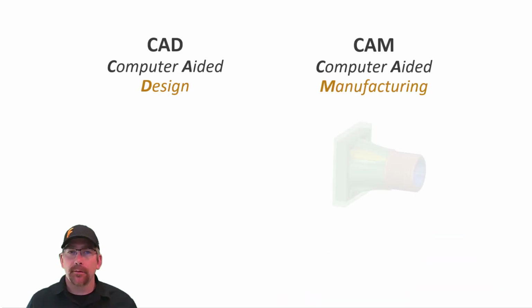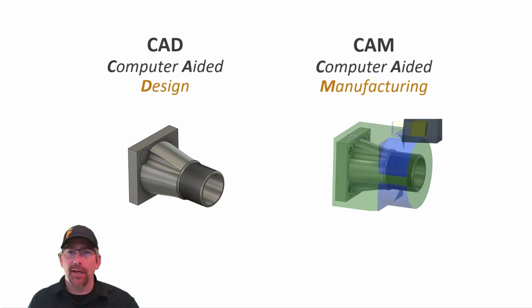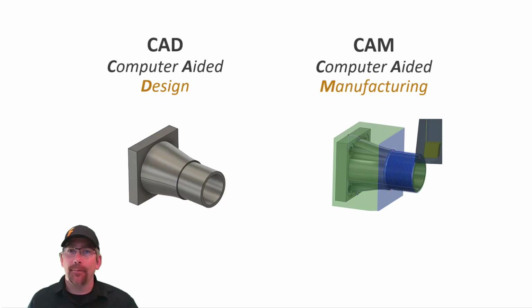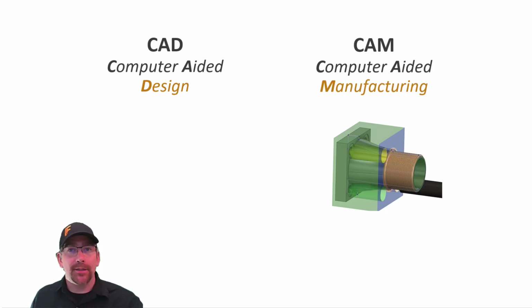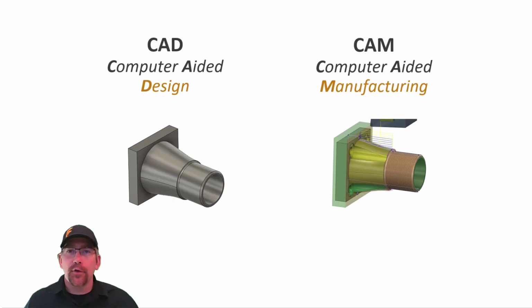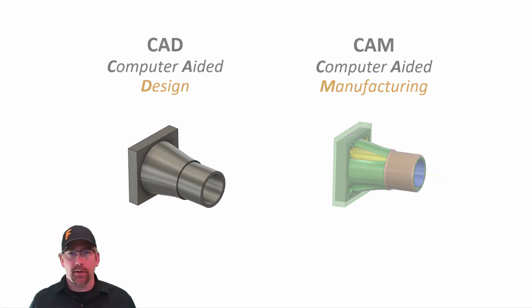So let's recap. We now know what CAD and CAM are. CAD, or computer-aided design, is used to create 3D geometry. CAM, or computer-aided manufacturing, is used to create the digital instructions for CNC machines and 3D printers. Fusion 360 fuses these and other tools together into a single connected experience.